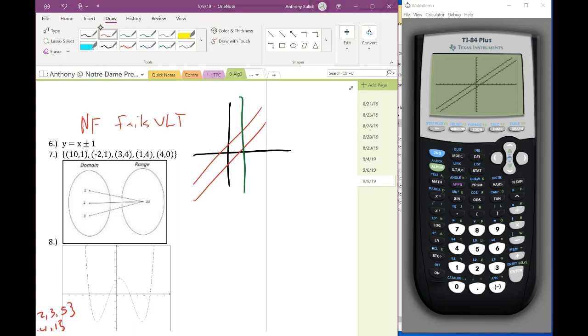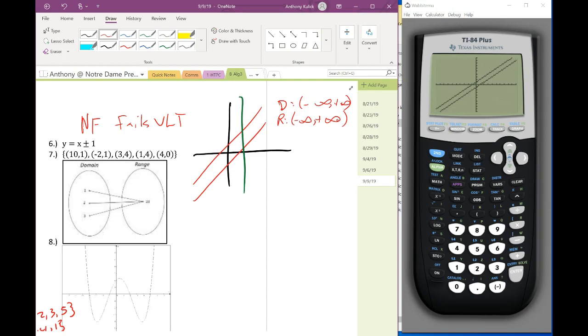Okay. Let's do the domain and range then for this. Is there a leftmost point? Is there a rightmost point? So my domain is negative infinity, positive infinity. Is there a lowest point? Is there a highest point? So the domain and range is the same as number 2 was, right?